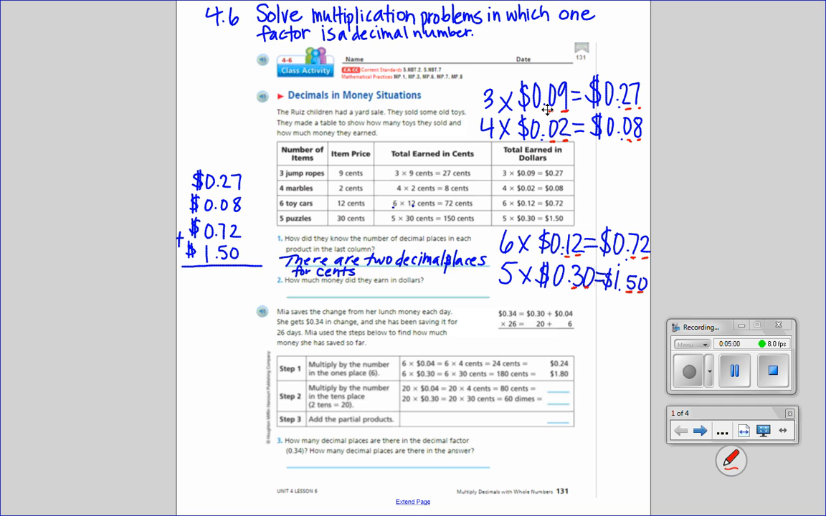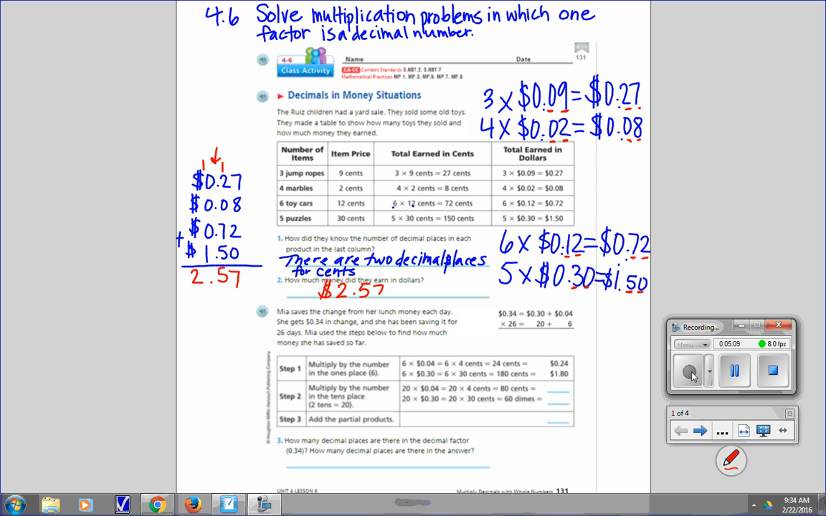Well, how much money did they earn altogether in dollars? Well, you're going to line up all of those decimals, and then you're going to add just like normal, okay? $2.57 is how much they earned in dollars. Now, in the next example, it gets to be a little bigger number with some decimal in it.